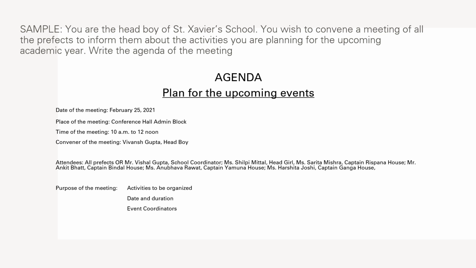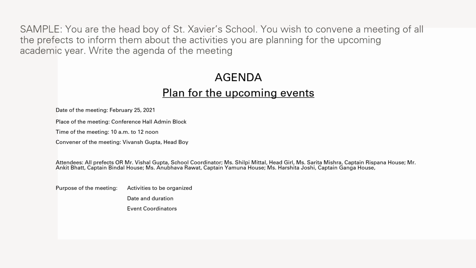And then we write the date of the meeting, place of the meeting, time of the meeting. Again, time has to have the duration, the start time and the tentative end time. Convener of the meeting has to be listed, and then you will write the attendees. Because the question says you have to invite all the prefects, either you can just write all prefects, or you can name all the prefects along with their designations, the way I've written: Mr. Vishal Gupta, school coordinator; Ms. Shilpi Mittal, head girl; Ms. Sarita Mishra, captain Rispana House, likewise.